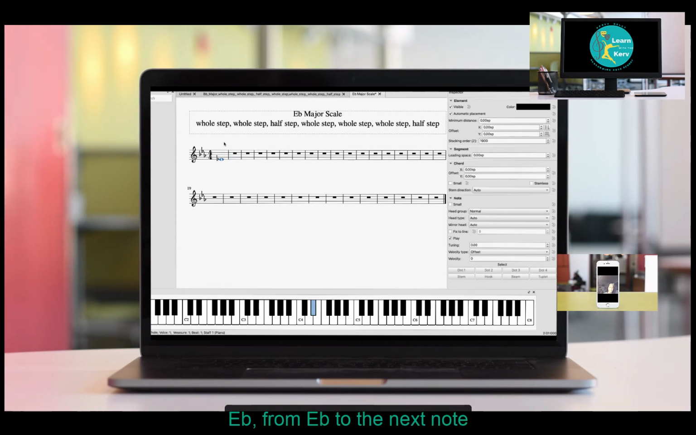From E flat to the next note, we need a whole step. From E flat to E is a half step. From E flat to F is a whole step. Our next note is F.